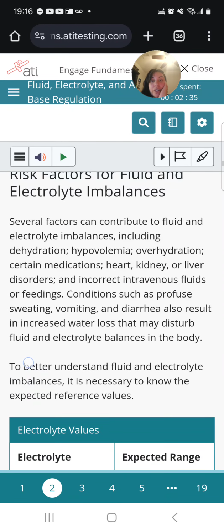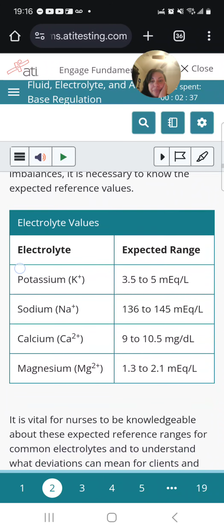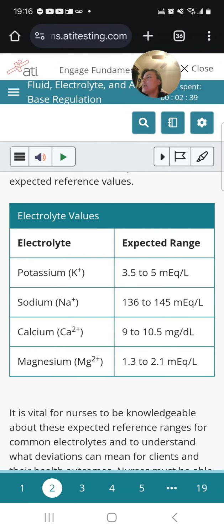Risk factors for fluid electrolyte imbalances. Okay. So these are the electrolytes that we're studying. Potassium would be from 3.5 to 5. Sodium would be 135, but really it says 136 to, I'm going to say 135 to 145. Calcium, I said it was like 8.5 to 10.5, but I think this says like 9 to 10.5. Magnesium, I'm remembering it as 1.5 to 2.5.